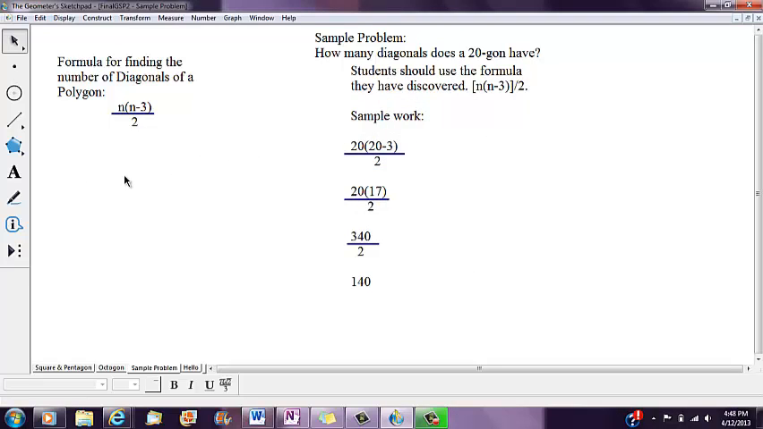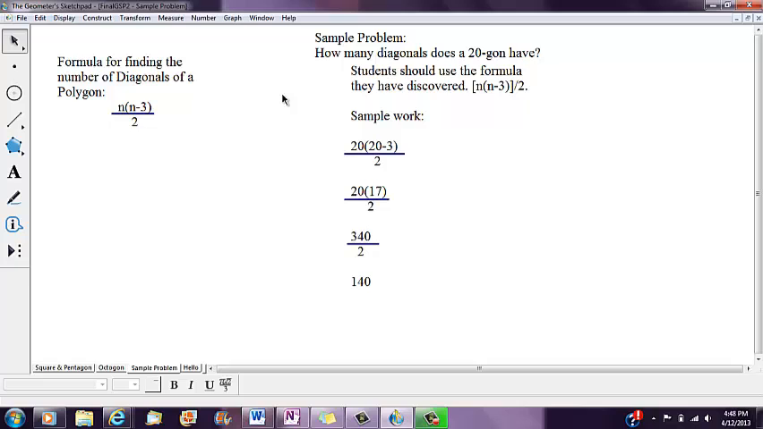So for the square, there is 4 sides. So 4 times 4 minus 3 is 1. So 4 times 1 is 4. Divided by 2 is 2. And we got there was 2 diagonals. So that worked out. Same thing if you were to do that with a pentagon, which had 5 sides. You would realize that there is only 5 diagonals. And for the octagon, we found that there was 20 diagonals.